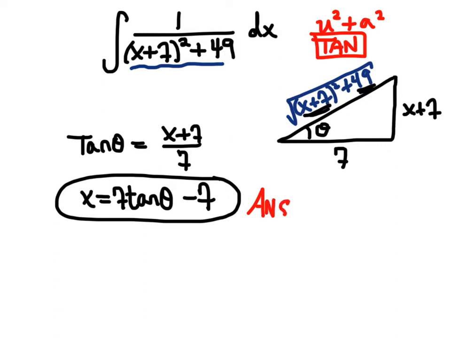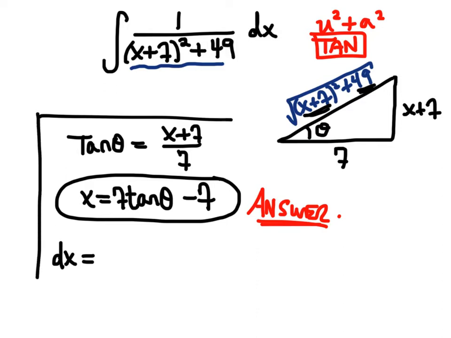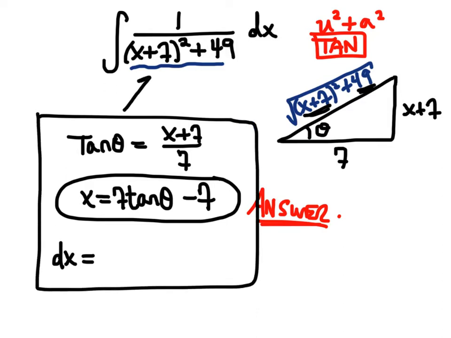This is going to be the substitution that we would make to simplify the integral, and if you were going to continue simplifying it, we know that the procedure would be to find out what dx is, and then to take all of the things that we found from our triangle to simplify the integrand, all in terms of theta. But for the purpose of this example, our answer is 7 tangent of theta minus 7.